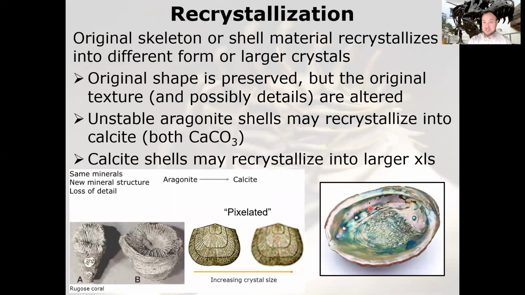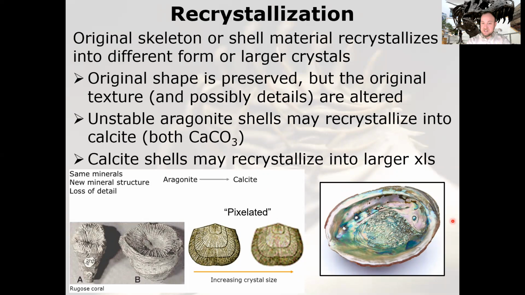Another way is to recrystallize. This is less common for dinosaurs. Bones don't necessarily recrystallize, but it is very common in marine invertebrates. So they build their shells out of aragonite in some cases, or calcite. Over time, that mineral can recrystallize into just larger crystals of the same mineral, sort of a pixelation process where you sort of lose some detail, or it can be transformed into a completely different mineral.